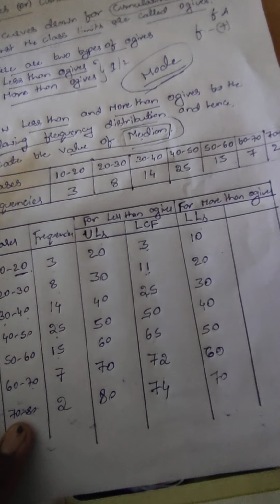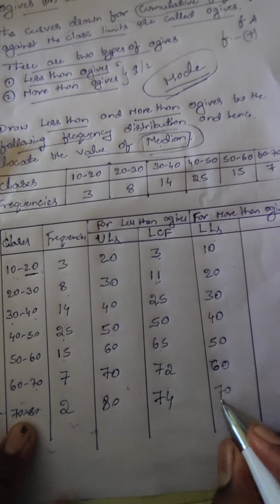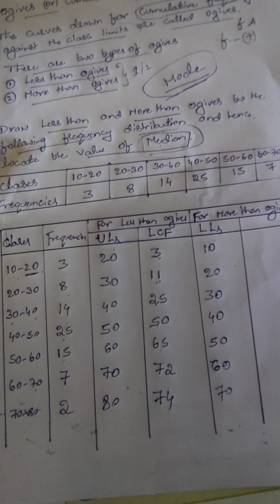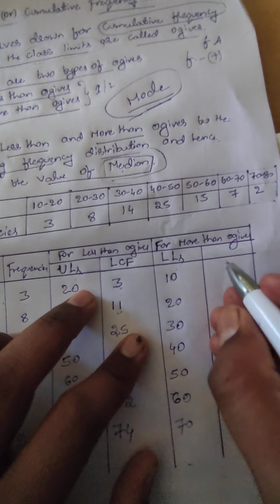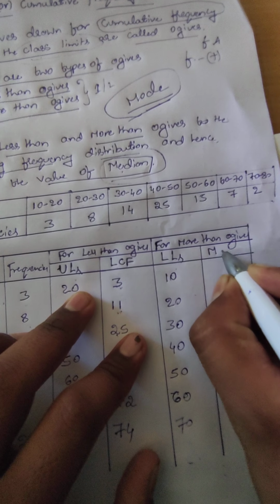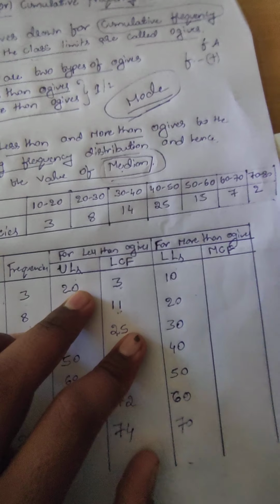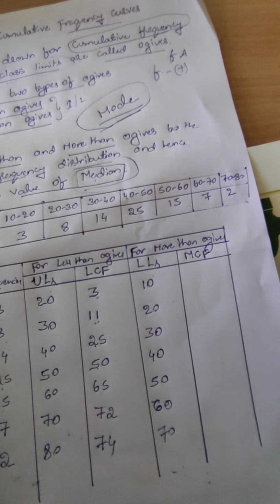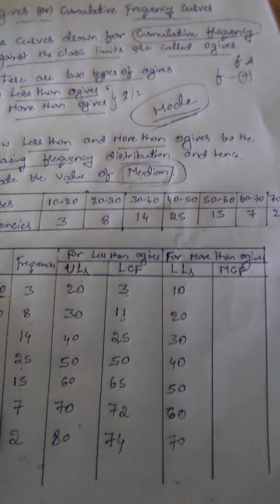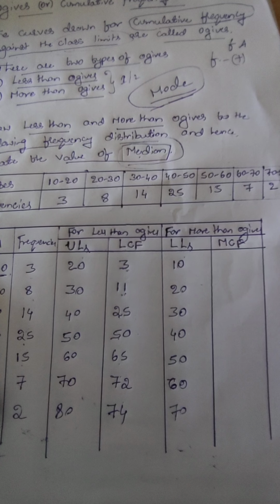Okay, students. In the more than ogives, first we have to identify the lower limits. Next we have to identify the MCF, more than cumulative frequencies. More than cumulative frequencies are opposite to the less than cumulative frequencies.